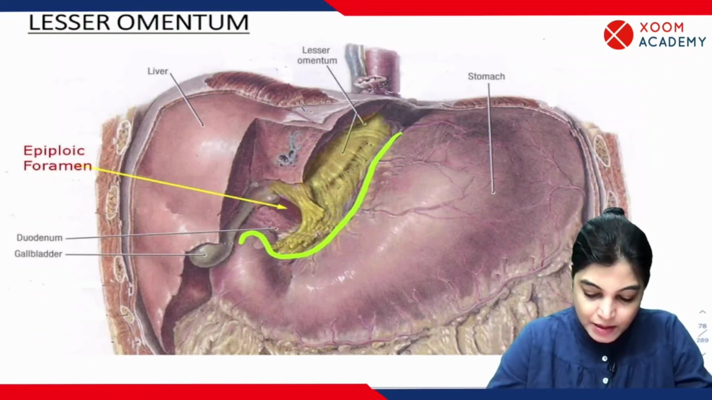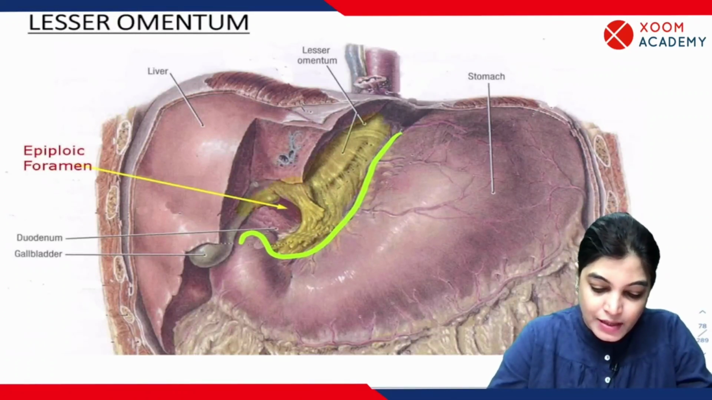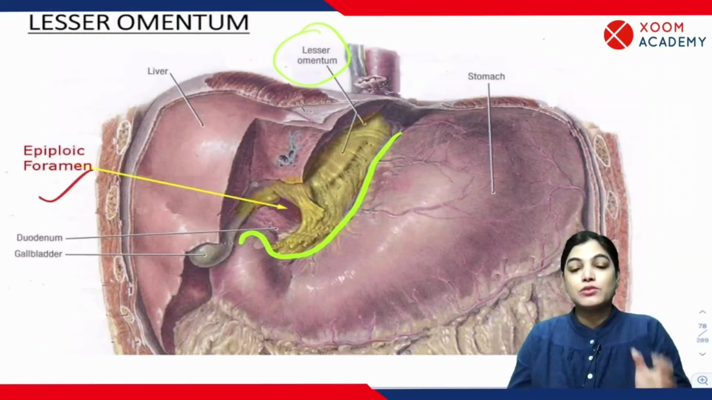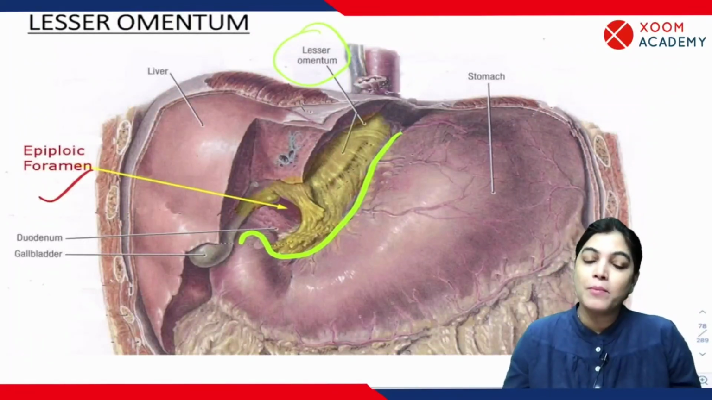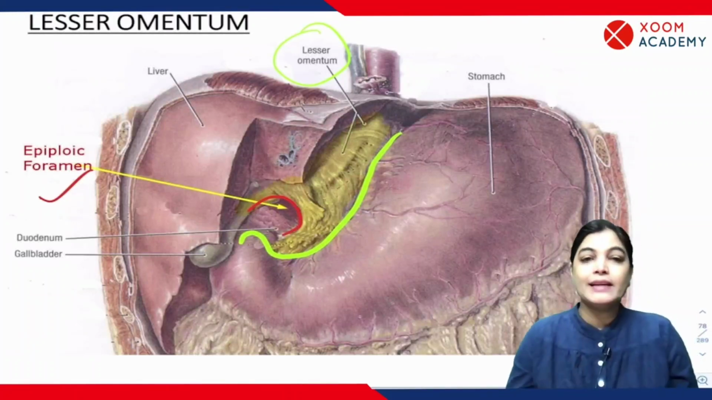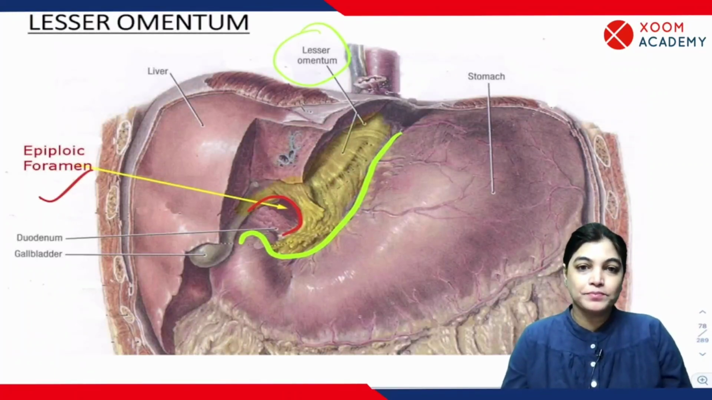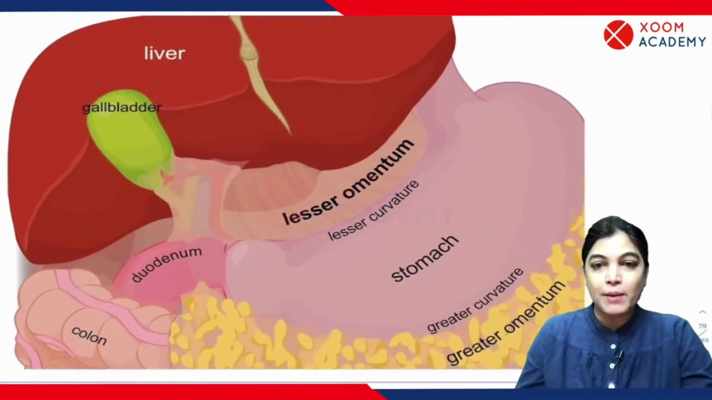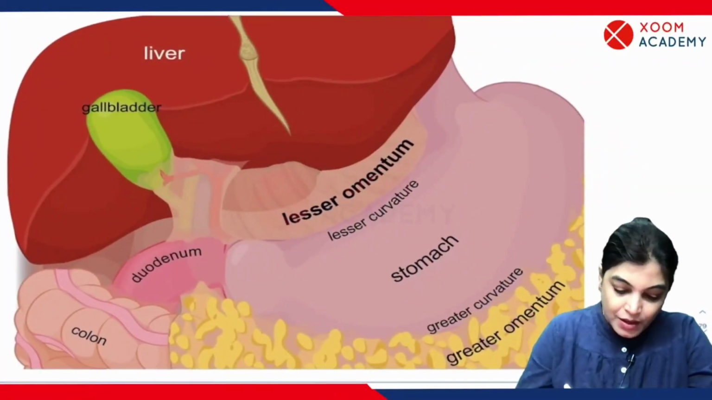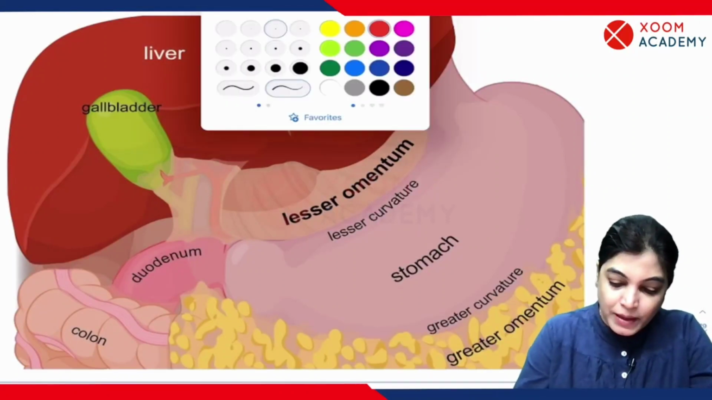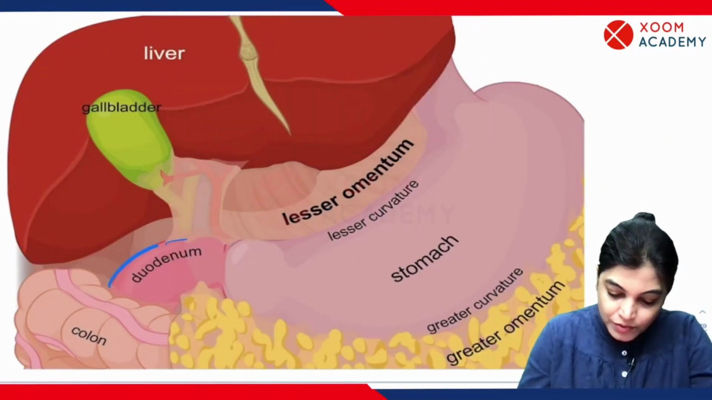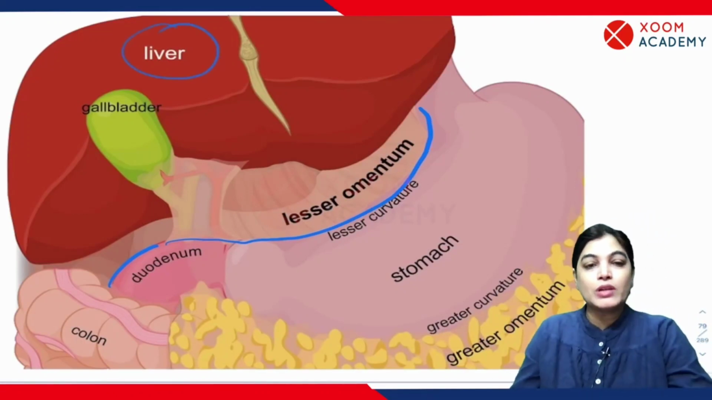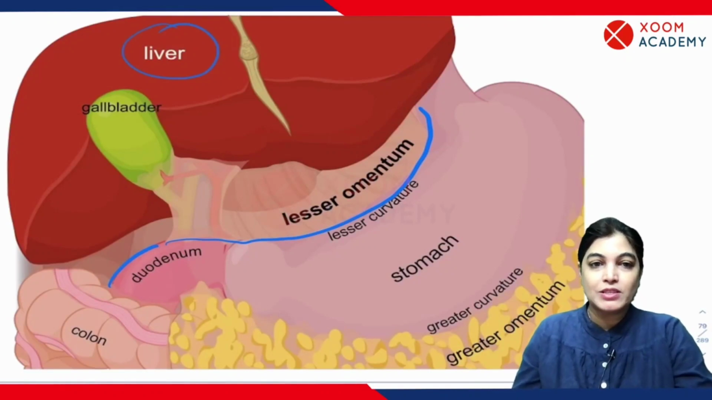This is the lesser omentum. You can see the free margin of the lesser omentum, and there lies the epiploic foramen, also called the foramen of Winslow, forming a communication between the greater and the lesser sac of the abdomen. Now, I would like to show another image where you can clearly see the attachment. Here you can see the initial part of the duodenum, and this is the lesser curvature which is connected to the liver, at the porta hepatis and the fissure of the ligamentum venosum.